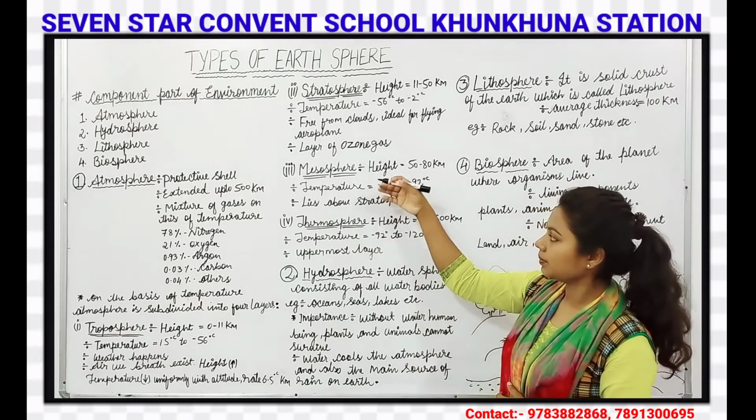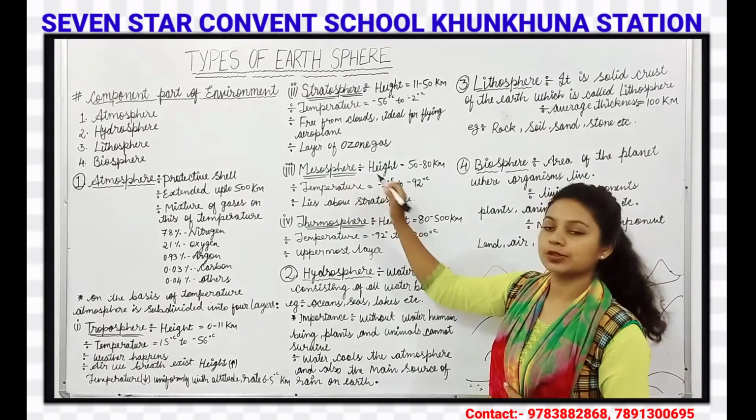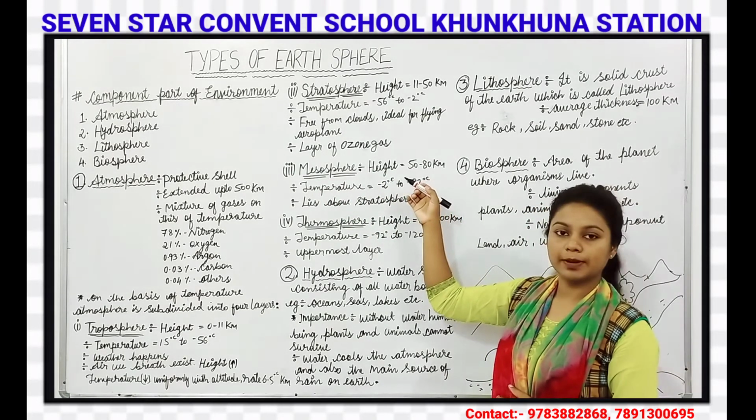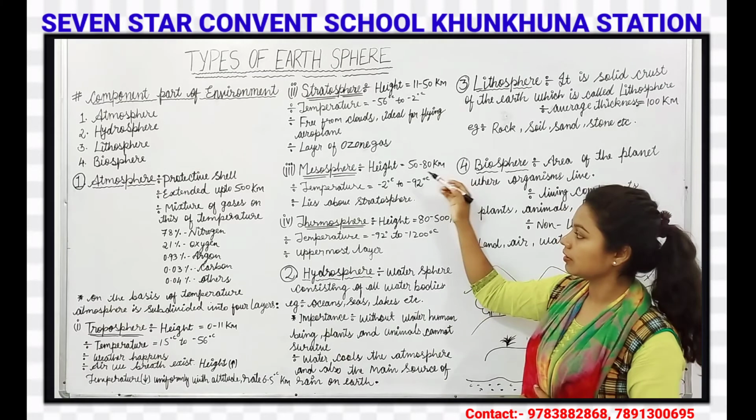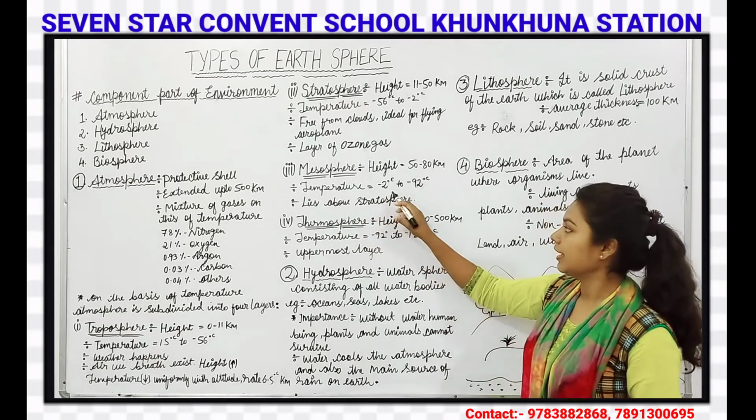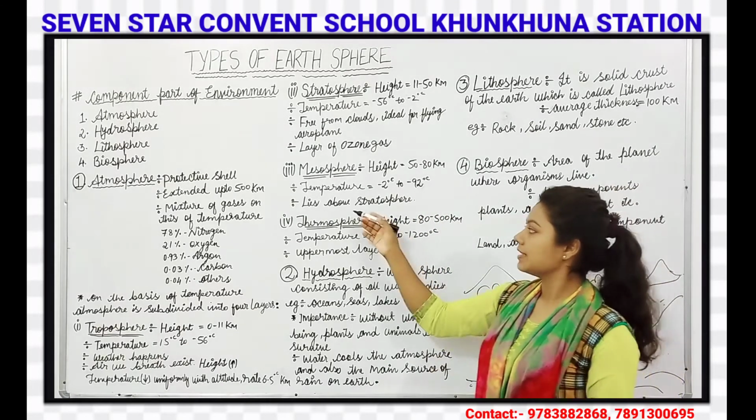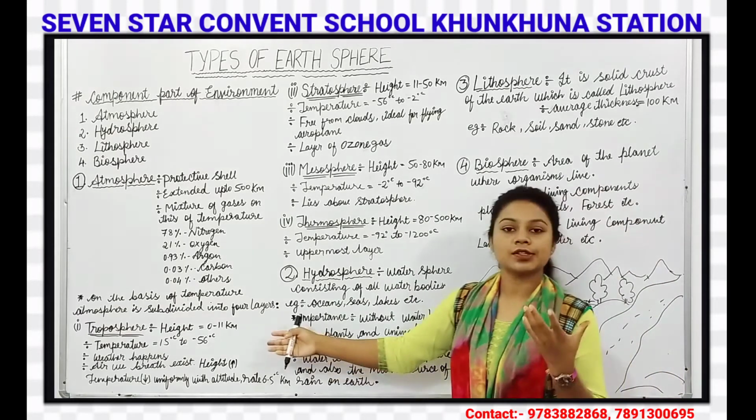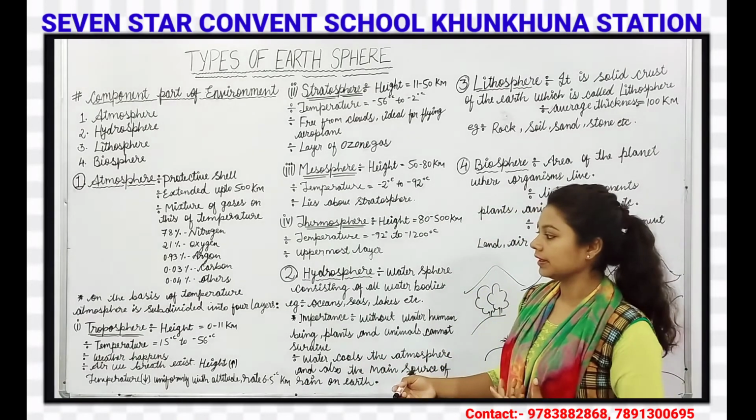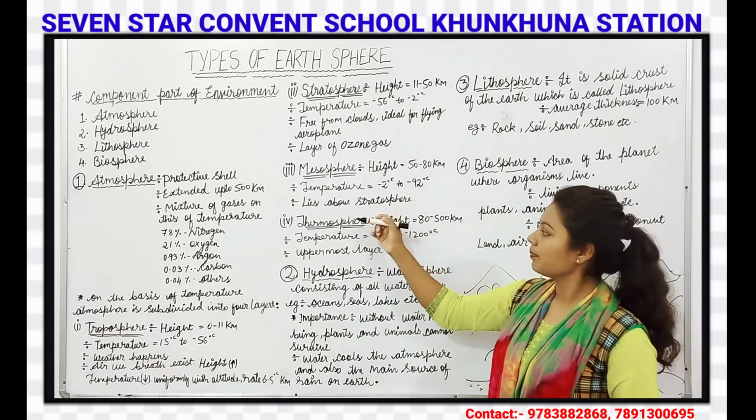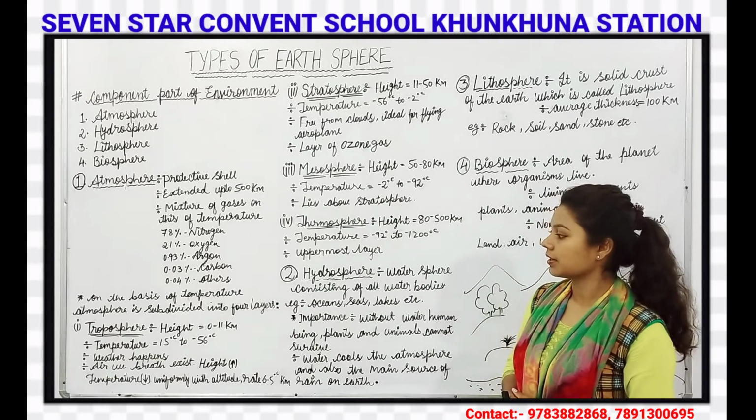Then the third layer of this atmosphere, again on the basis of temperature, is the mesosphere. The height is 50 to 80 kilometer, and the temperature is minus 2 degrees Celsius to minus 92 degrees Celsius. The stratosphere was the lowest level of the atmosphere, and this mesosphere lies above the stratosphere.